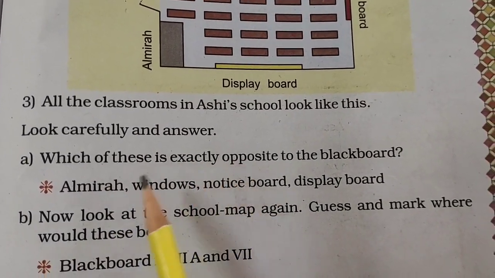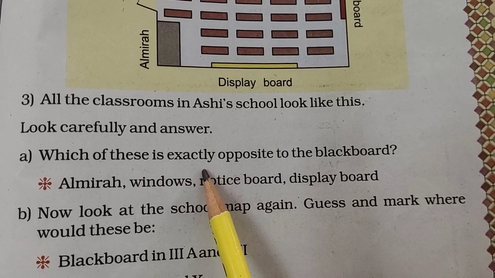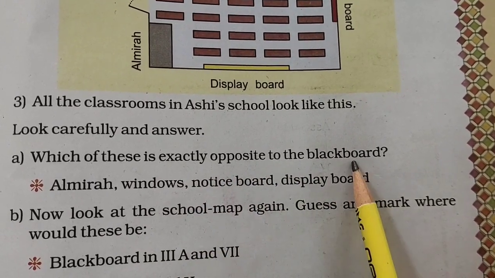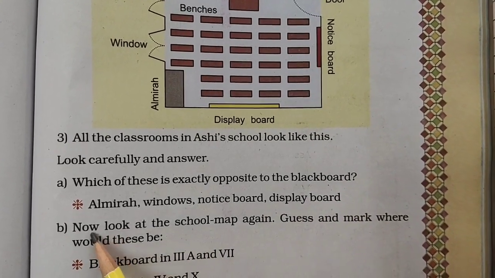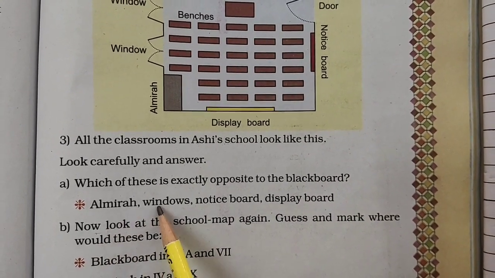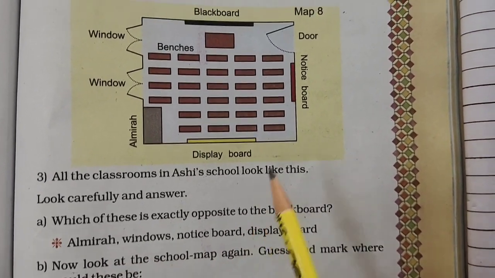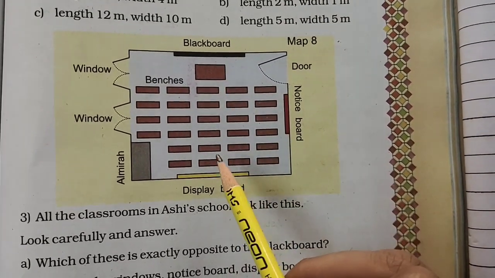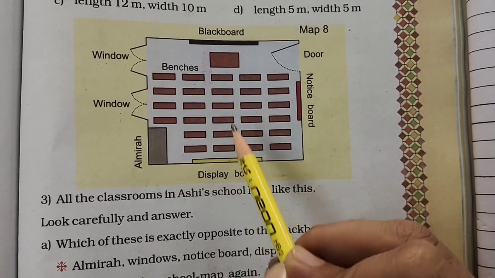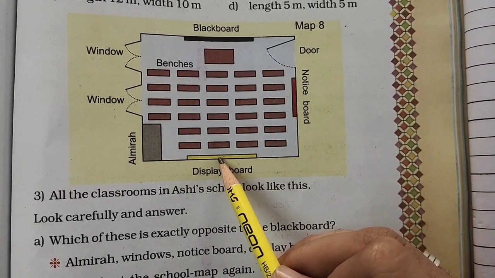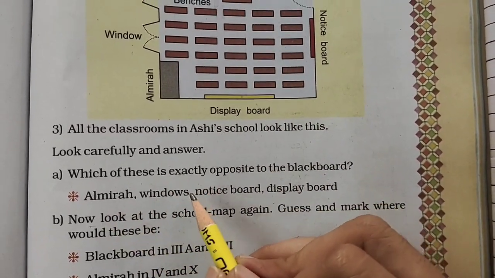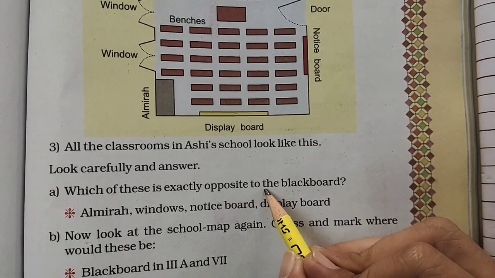Look carefully and answer. Which of these is exactly opposite to the blackboard? Almirah, windows, notice board or display board? So opposite to the blackboard is the display board, isn't it? The almirah and the notice board are on the sides. So opposite is the display board. So we will write a tick here on the display board.